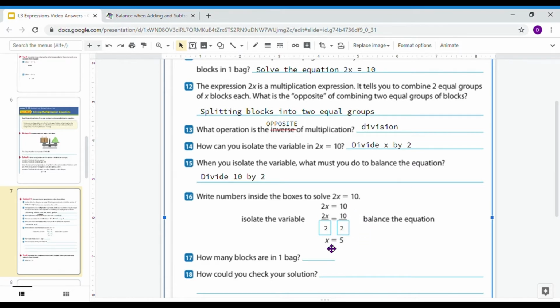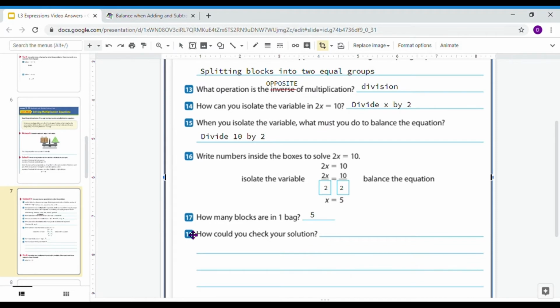So if I look here, this 2 divided by 2 is going to cancel each other out and leave me with just an x. And then I've got 10 divided by 2, which equals 5. So how many blocks are in one bag? There are 5 blocks in each bag. And it asks us, how could we check our solution?